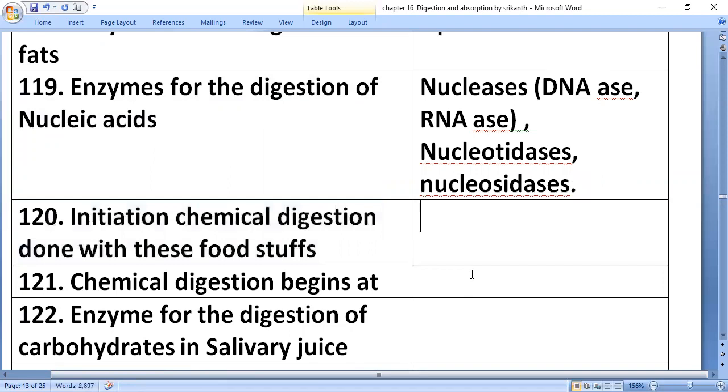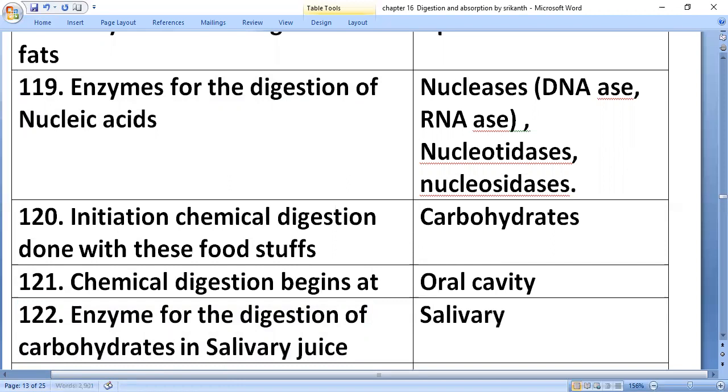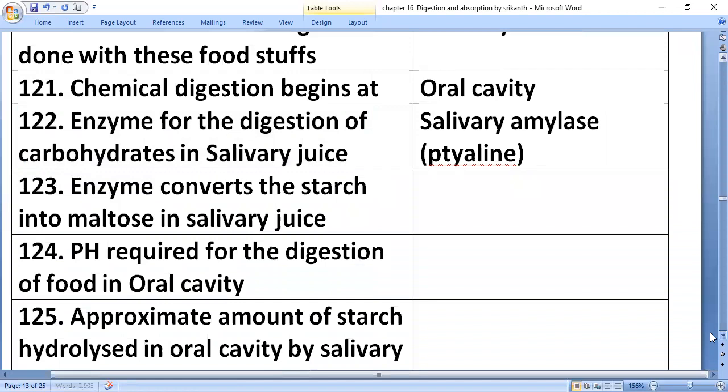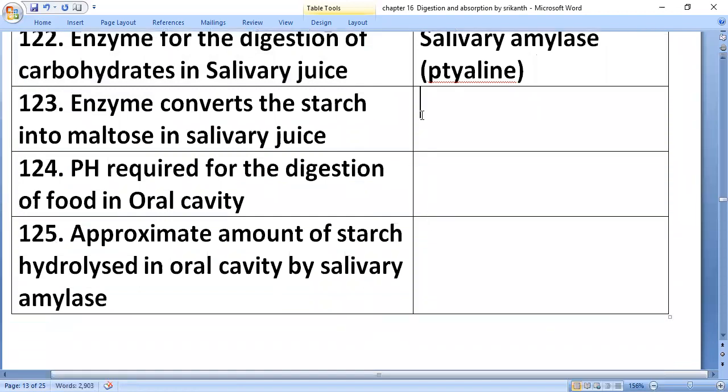Initiation of chemical digestion: carbohydrates. Chemical digestion begins in the oral cavity. The enzyme for the digestion of carbohydrates in salivary juice is salivary amylase, also called ptyalin. It converts starch into maltose.